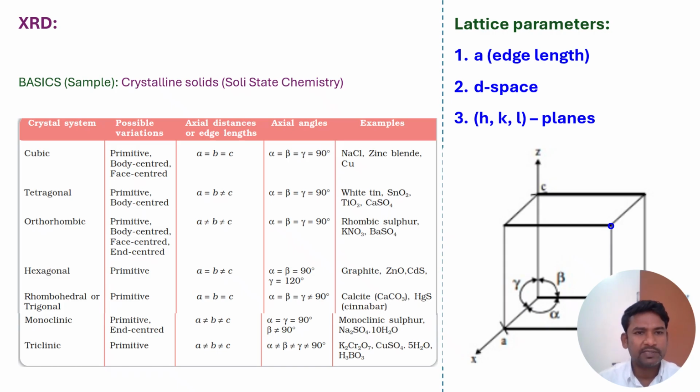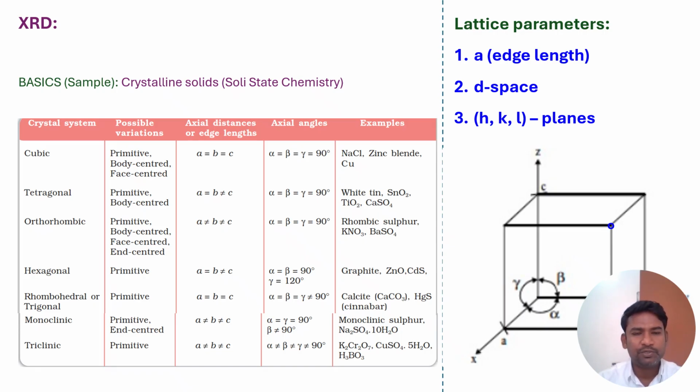Now let us start with the basics. To understand the X-ray diffraction analysis, we should start with crystalline solids, that is solid state chemistry. There are 7 crystal systems, as you all know, and the respective information is given in this table. I'll briefly introduce the 7 crystal systems. The reason is we are going to use the X-ray technique to identify and understand these crystal systems.